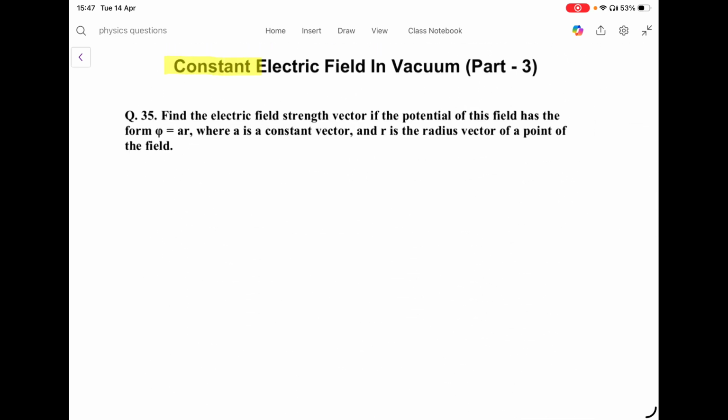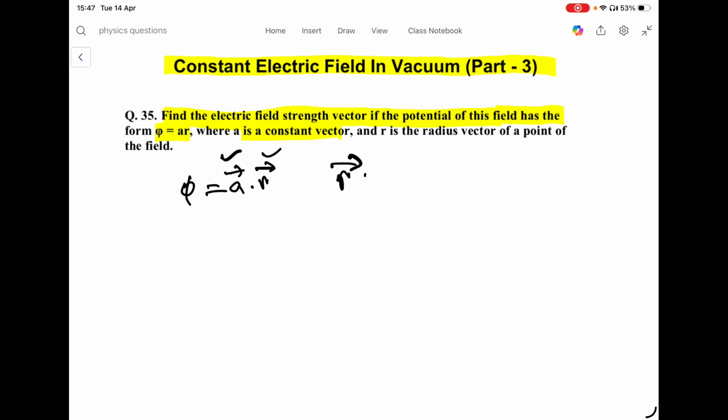These questions are part 3 of constant electric field in vacuum. What does the question say? Find the electric field strength vector if the potential of the field has the form phi equal to a dot r, where a is the constant vector and r is the radius vector of a point of the field. Right? So this is an easy question. What is phi? Phi equal to a into r. r is the position vector, a is the constant vector.